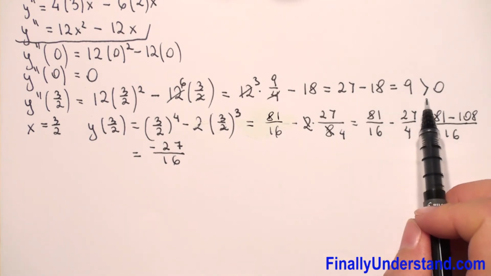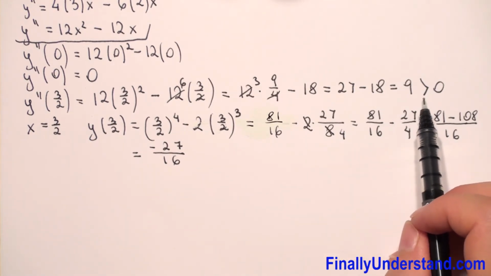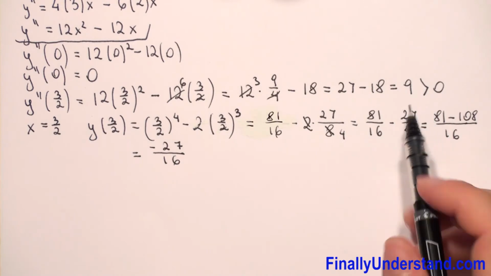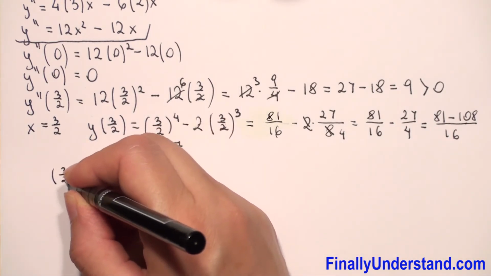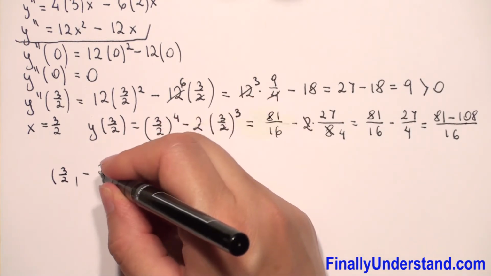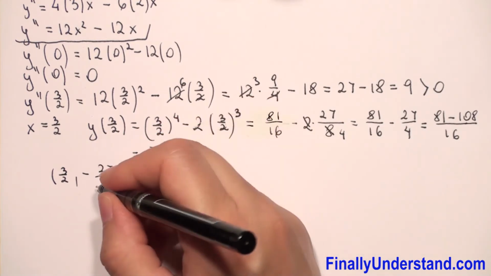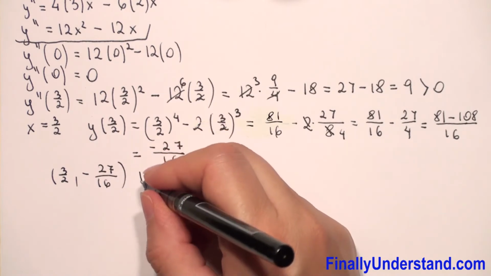So we have our minimum because the second derivative was positive. It means we have a minimum point. The first coordinate is 3 over 2, the second is negative 27 over 16. This is our minimum.